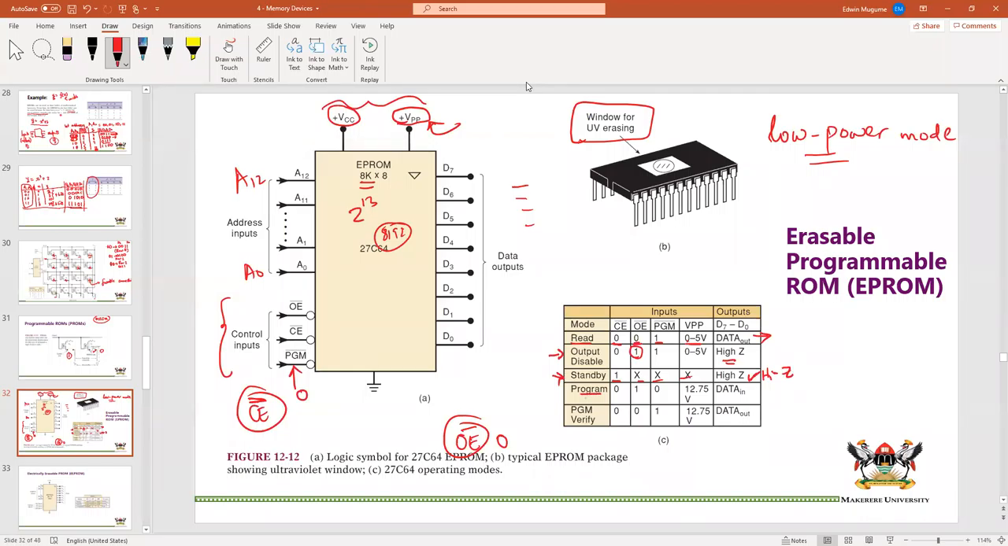When we want to program, we need to select our chip. We also need to switch off the outputs, because now the output is not necessary since we are programming. So that's a one, and obviously program is zero, and you can see we program at a higher voltage, and then we have our data input. If you want to verify what you have programmed, you need to be reading from the memory, and so this is the reading command, but you still do it at a higher voltage.